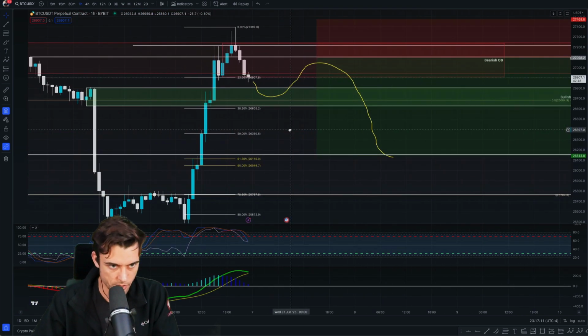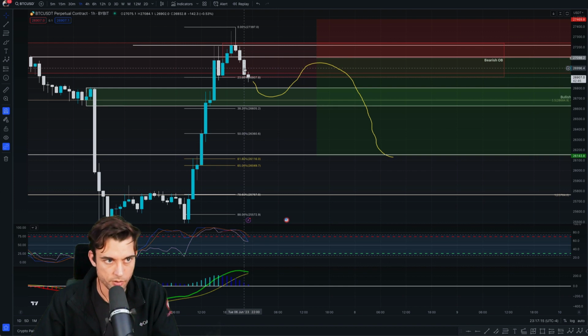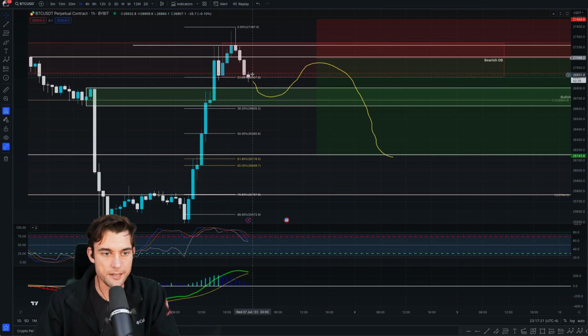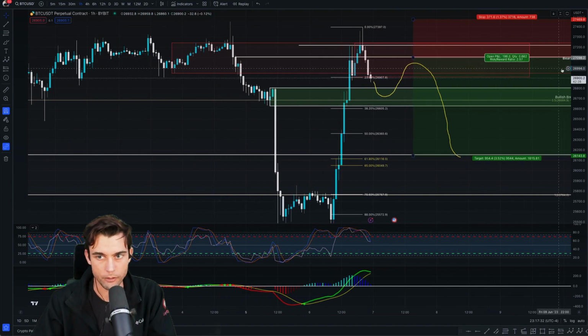Let me just double check here. This low is 26,902, and this is 26,876. So if this closes down here, if this ends up closing lower, then this is going to be the 1 hour bearish order block, which falls in line with the 12 hour bearish order block.